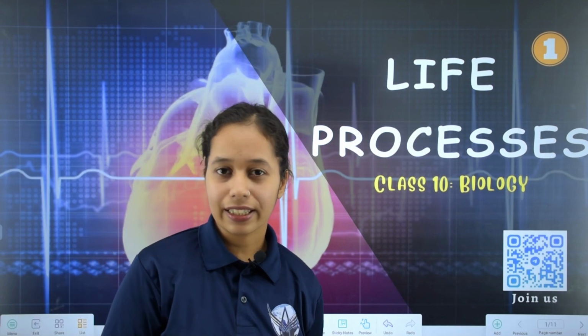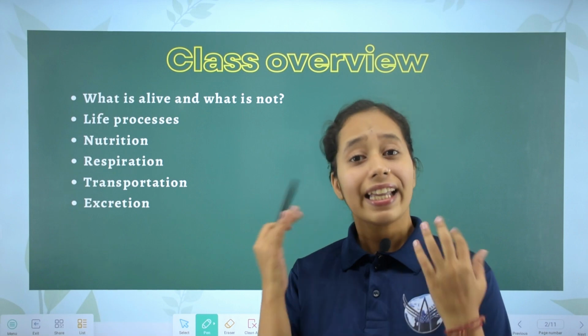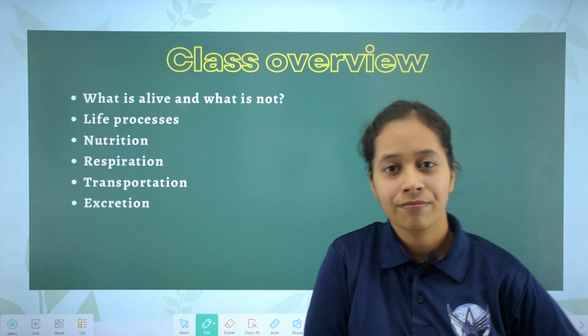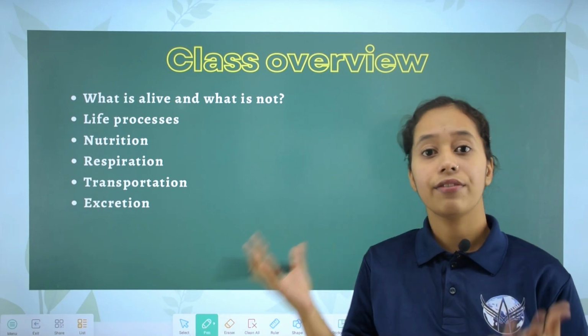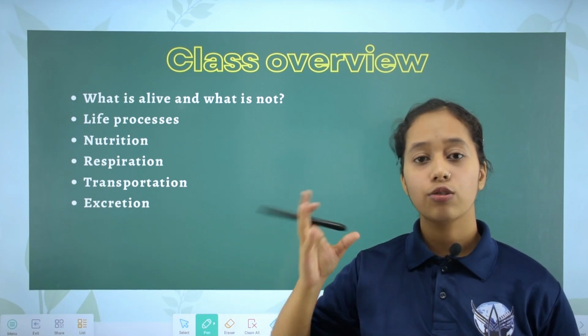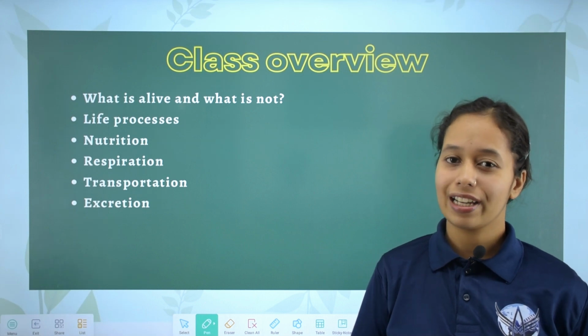So before starting the class, let us see what are the topics that we are going to discuss in today's class. We will be discussing what is alive and what is not. Meaning, living beings, how can we say that they are living? What are the criteria of categorizing one thing to be alive or to be living? So we will see those criteria.